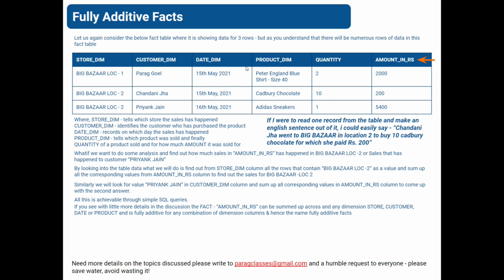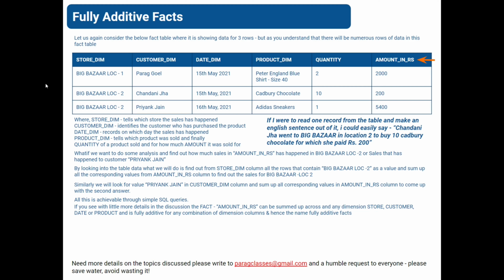And similarly, we can figure out how much sales has happened for a particular period. So from this particular table, we will just filter the date dimension and then take up all the corresponding amount in rupees column data values, sum them up, and report in my MIS report. I hope we have understood what fully additive fact means with this example.